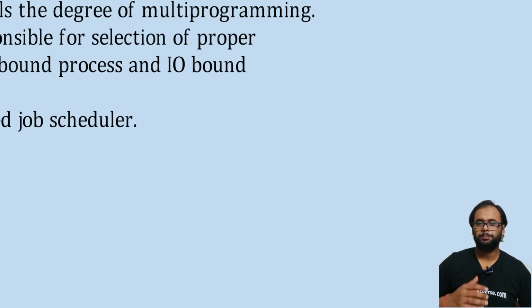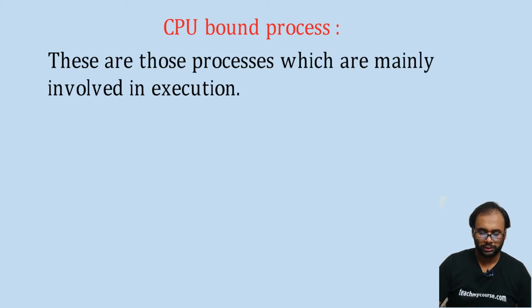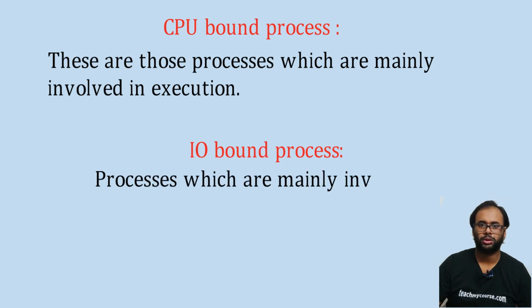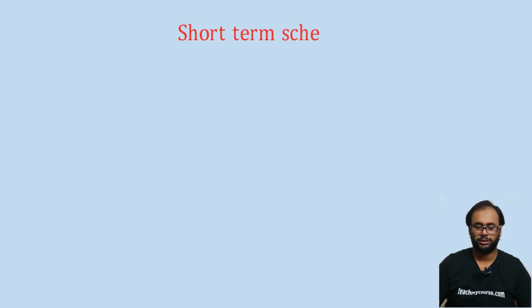Then we have the CPU bound process. These are the processes which are mainly involved in execution. Okay. And what are input output bound processes? These are the processes which are mainly involved in input output operations rather than execution. So any request which comes from any input output device comes under an input output bound process. So we have seen what a long-term scheduler is.